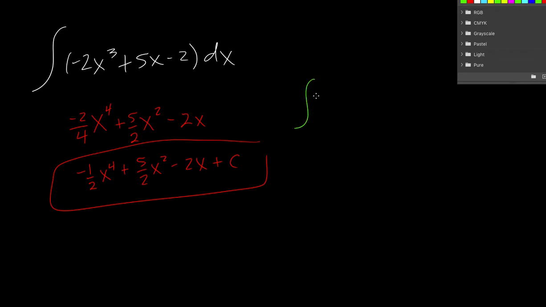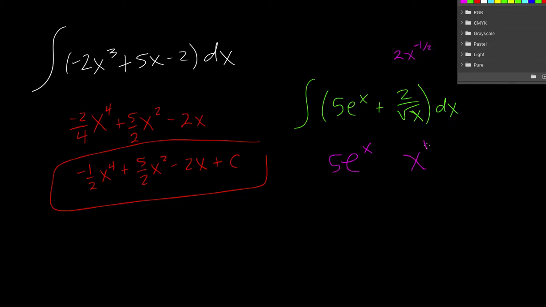Okay, the next integral we're going to try is 5e to the x plus 2 over the square root of x dx. Okay, so the antiderivative of e to the x is e to the x, so we just rewrite that one. This one I'm going to think of as 2x to the negative 1/2. So I'm going to raise that by 1, so I get x to the 1/2.